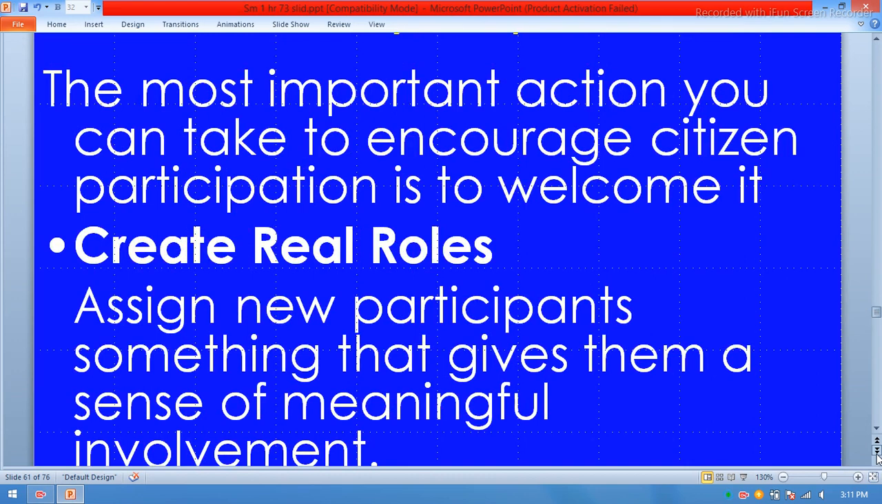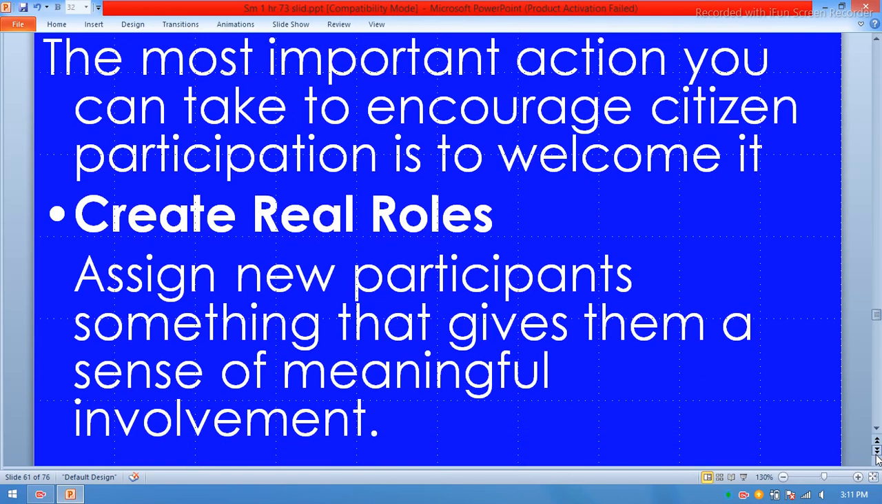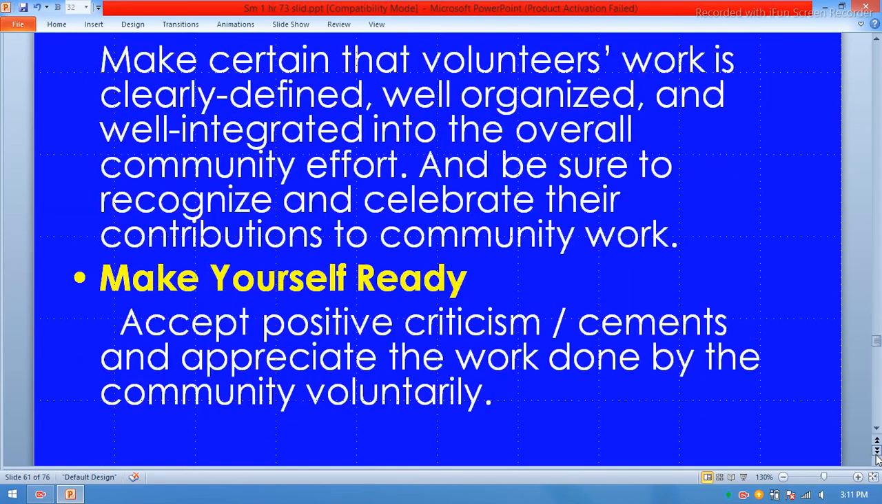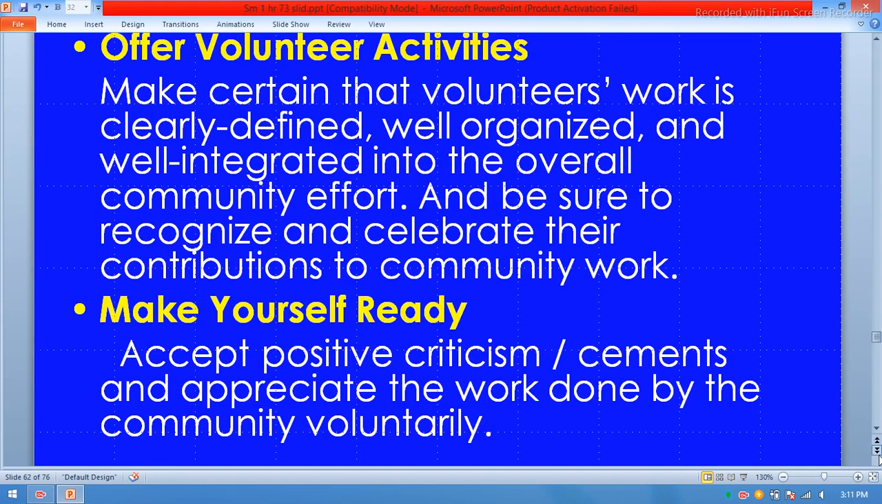The most important action you can take to encourage citizen participation is to welcome it. Create a real role, and assign newcomers something that gives them a sense of meaningful involvement. Offer volunteer activities. Make certain that volunteers' work is clearly defined, well organized, and well integrated into the overall community effort. And be sure to recognize and celebrate their contribution to community work. Make yourself ready. Accept positive criticism and comments, and appreciate the work done voluntarily by the community.